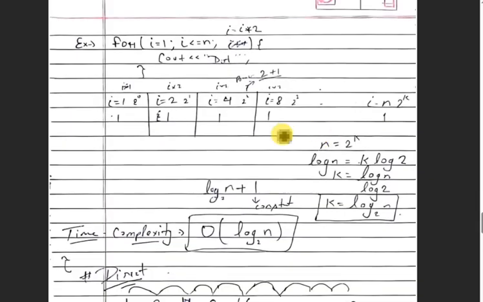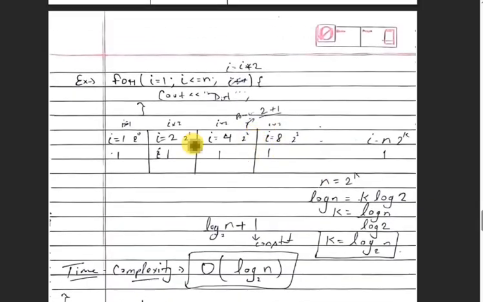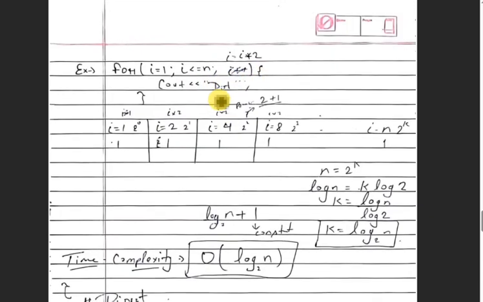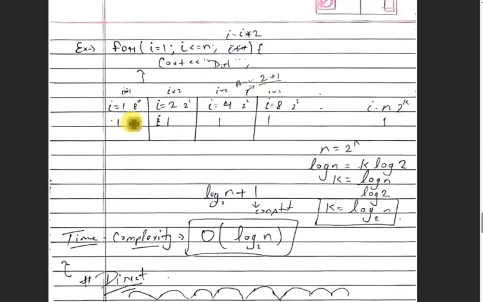After that, one more example. I less than n, I into 2, and the cout is there. I into 2: it's running one time, then two time, four time, eight time, because of the multiplication by two. One into two is two, two into two is four, four into two is eight. And the cout is running one time, one time actually, because it's a constant, not I square.